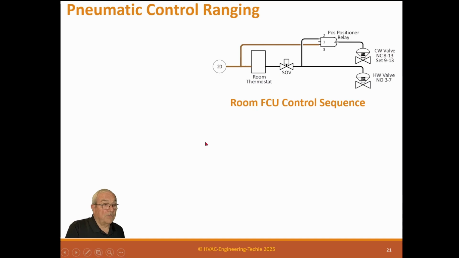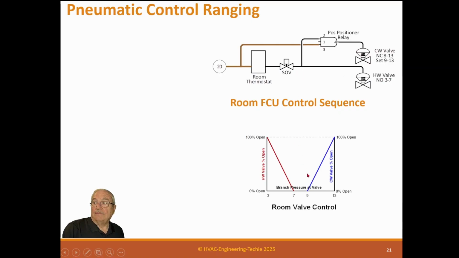Now, let's talk about ranging. This is some of the fine-tuning of that. So you have 2 valves: this valve is normally closed 8 to 13, and this hot water valve is normally open 3 to 7. But you want to have a dead band. So you want the hot water valve to be 3 to 7, and then you want the other valve to be 9 to 13, because you want to put a dead band of 2 degrees in there.